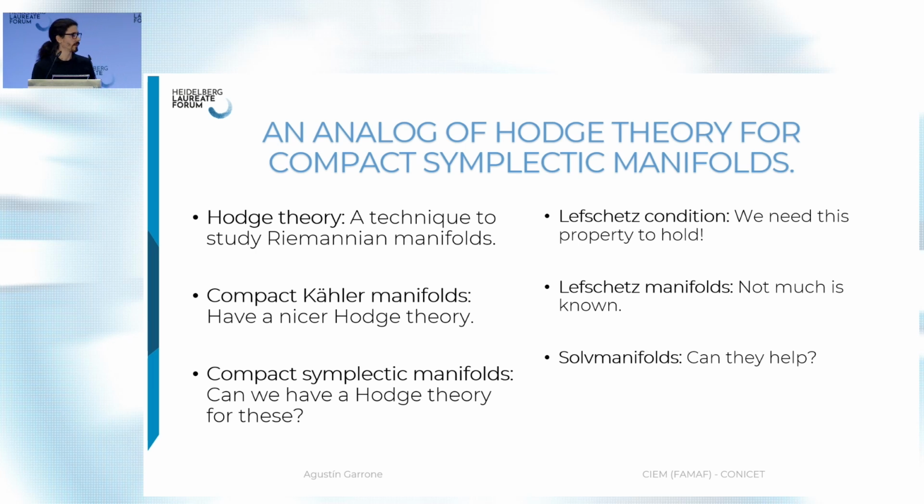So it's very natural for us to ask whether we can have a similar theory, but for more general and more common manifolds. For example, compact symplectic manifolds, which are actually still applicable to physics. The answer to that question is no in general. We need the manifolds to have this technical property called the Lefschetz property, Lefschetz condition. And the truth is, not much is known about how to characterize which manifolds have this property. So I specialize in solvmanifolds. I was asking myself whether those manifolds can actually help us find more examples. And the answer is yes.